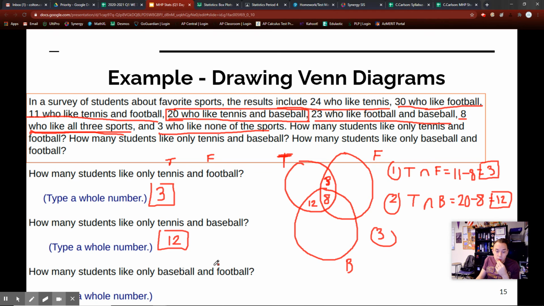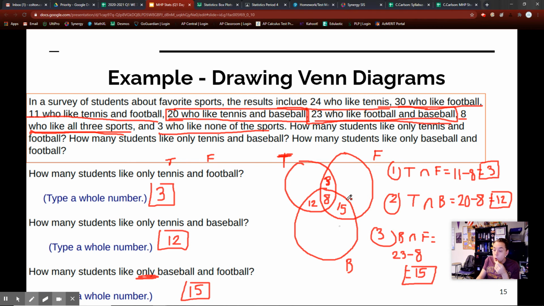Let's go down to the third one, baseball and football. Who likes baseball and football? A lot of these numbers are useless, but let's try to find baseball and football. Okay, right here. So 23 like baseball and football, right? So that means 23 minus 8. What's 23 minus 8? That's going to be 15. So how many only like baseball and football? It is 15. And so baseball, football right here, football, baseball, 15.